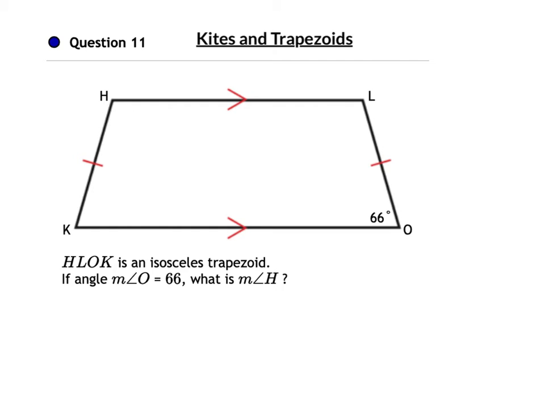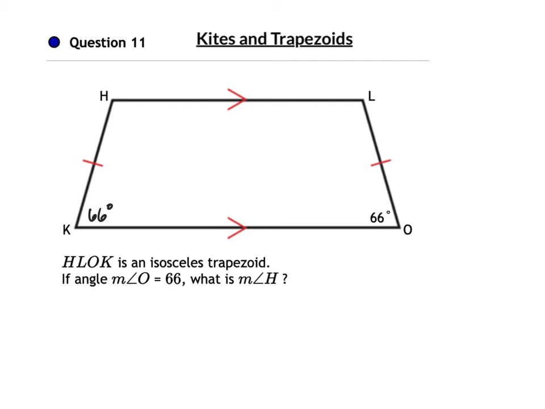A large part of your assignment is review. I picked a few questions from the homework that are new. This first one is related to the last question we did. Notice that this is an isosceles trapezoid. The base angles are congruent. We automatically know that this one is 66 degrees.